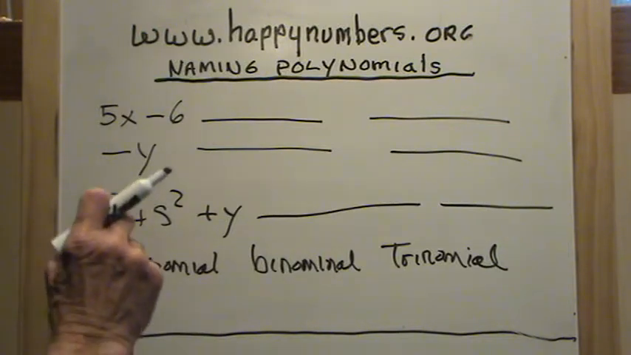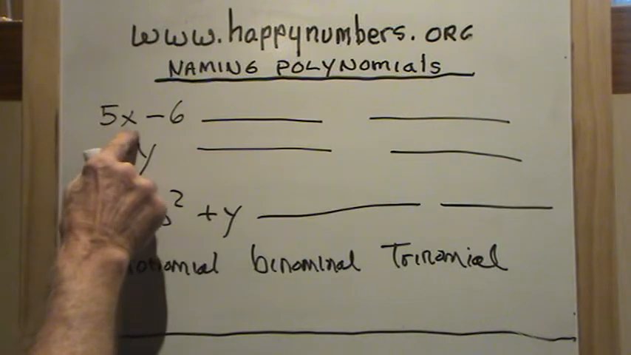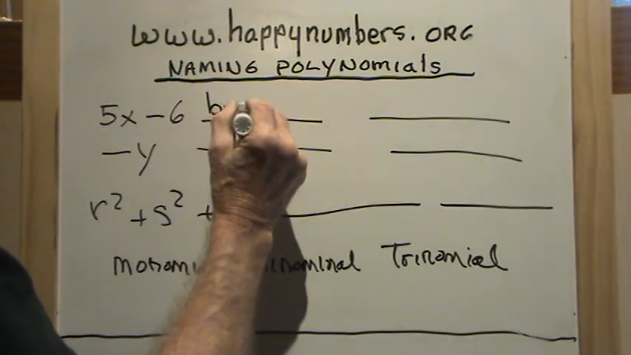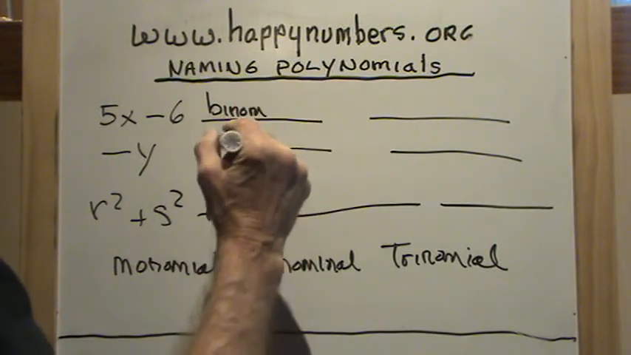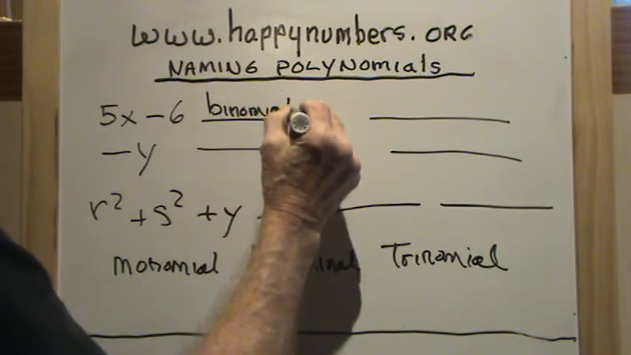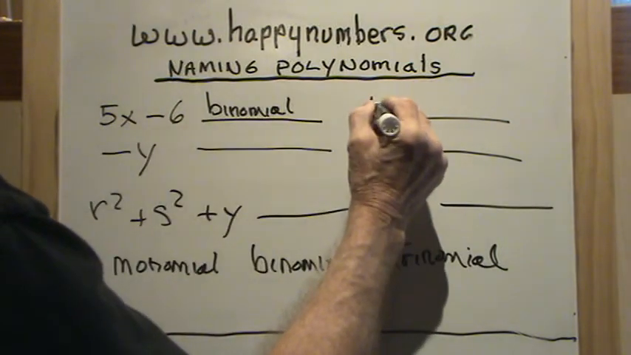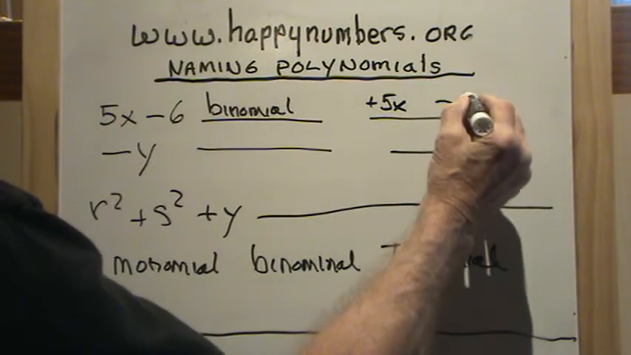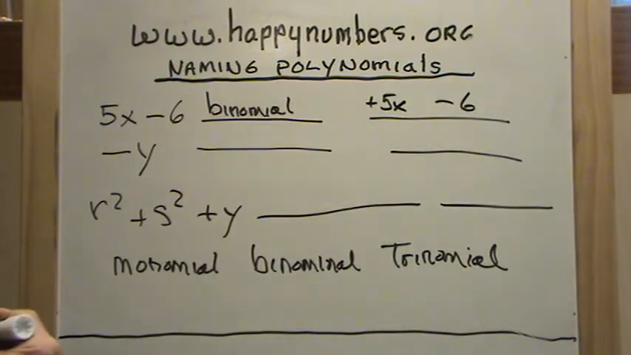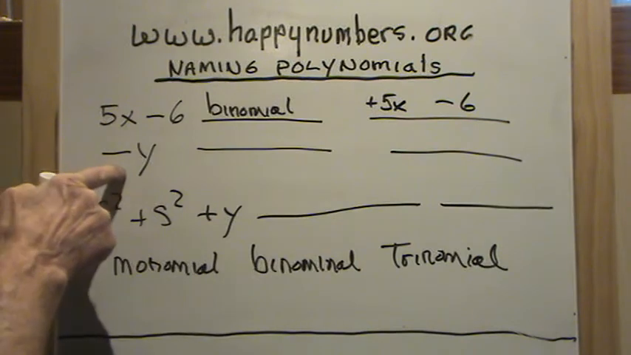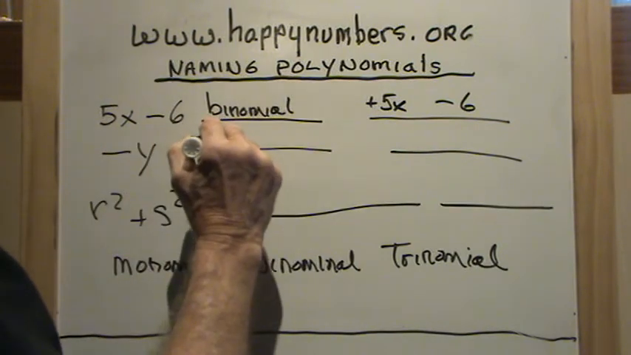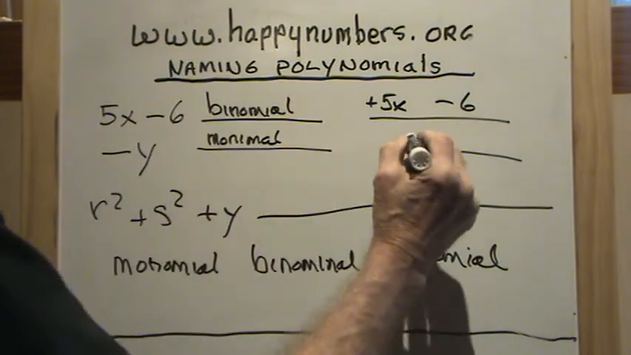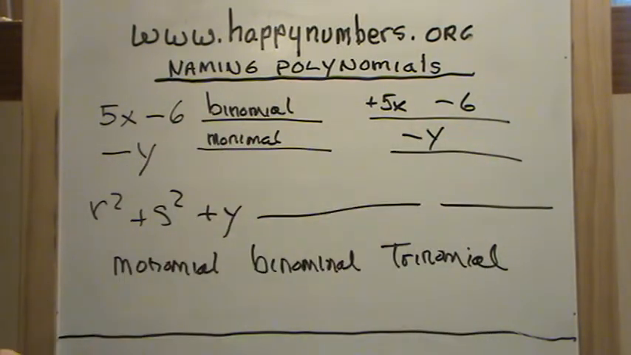Okay, well here I have 2 terms. So this is a binomial. And the terms are plus 5x. You didn't have to write the plus. And the other term is -6. This one here, there's only 1 term, so this is a monomial. And the term is -y.